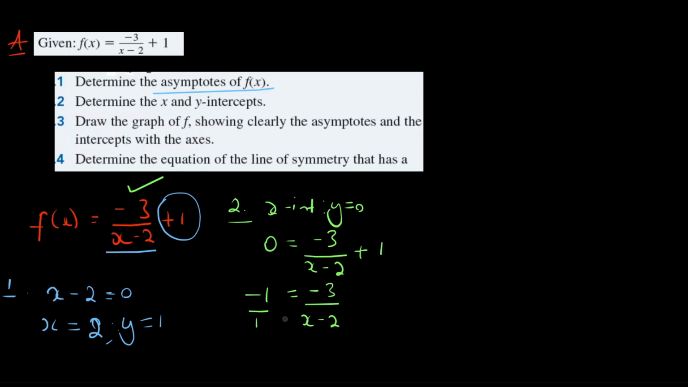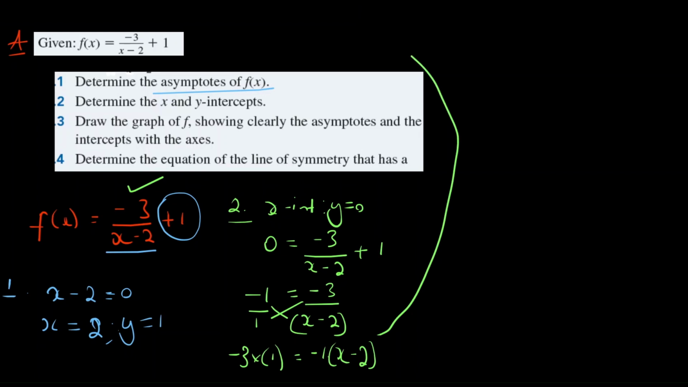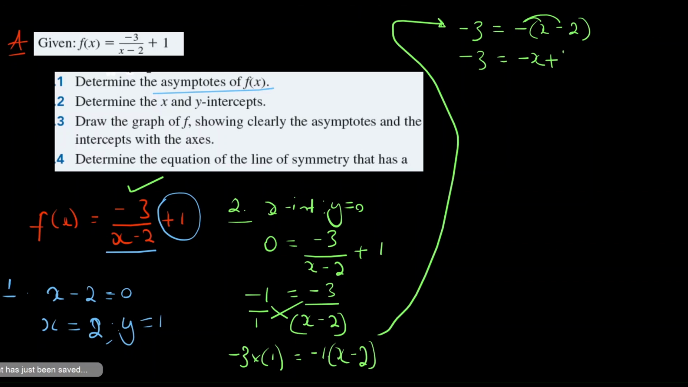So we know that any number is over 1. So what we can do now is cross multiply, meaning that we have negative 3 times 1, and we're going to have negative 1 times x minus 2. So we can move our working here. On the left hand side we have negative 3, and on the right hand side we have negative outside x minus 2. So negative 3 is equal to multiplying in the bracket, which will be negative x. The negative will multiply the negative, which will give us positive 2.